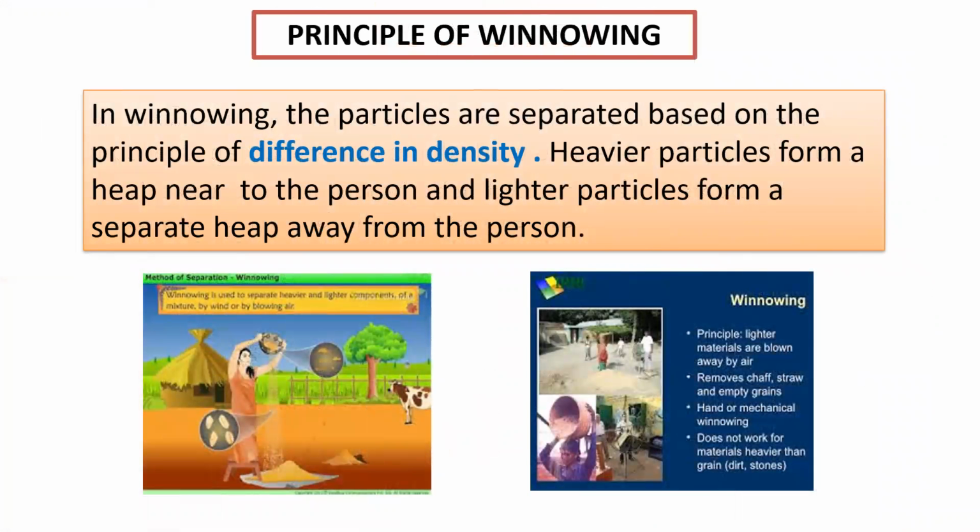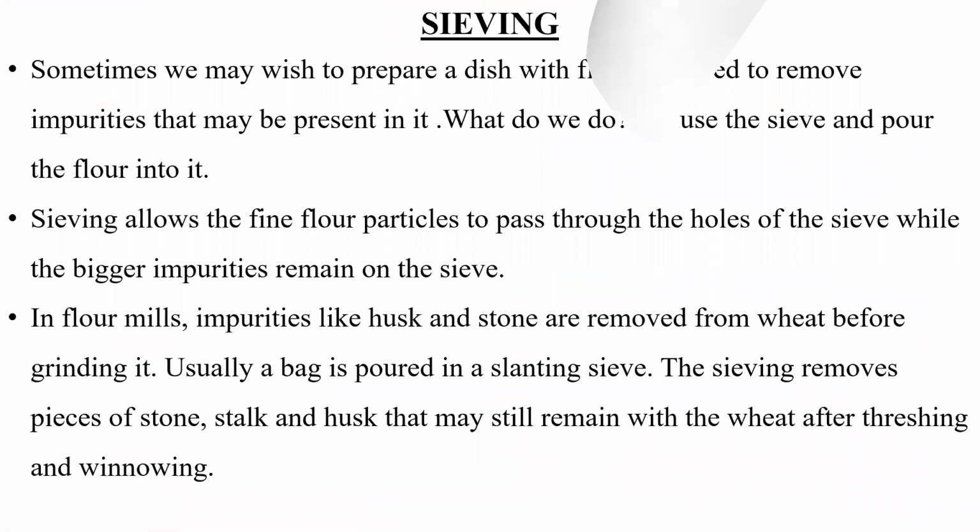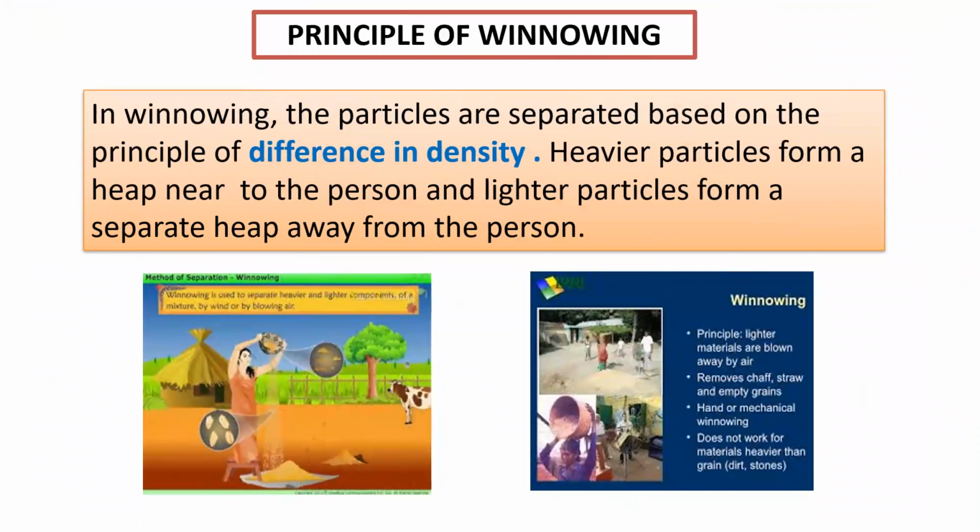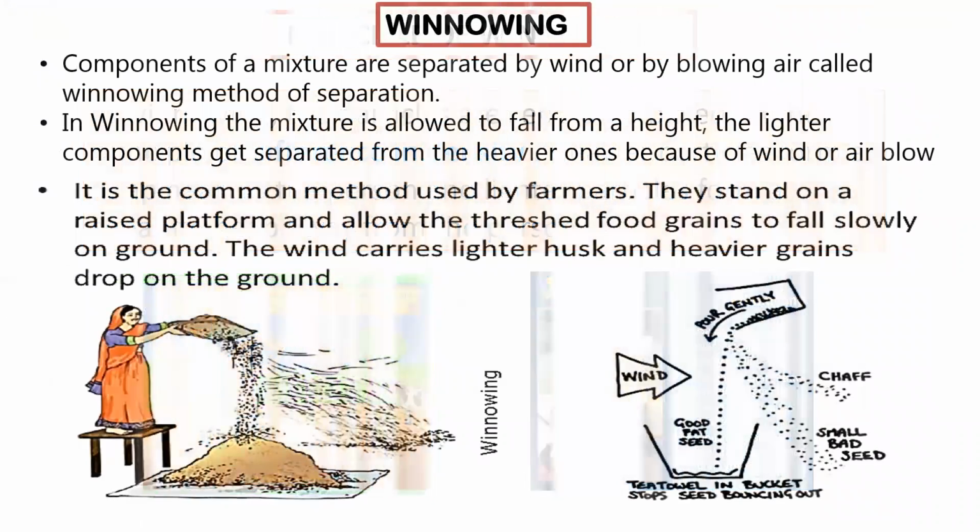Winnowing is a bit of an important method and it's a bit complicated also. That's why we have given many slides, so you can learn it thoroughly. The components of a mixture are separated by wind or by blowing air. That is called winnowing separation. In winnowing, the mixture is allowed to fall from a height.